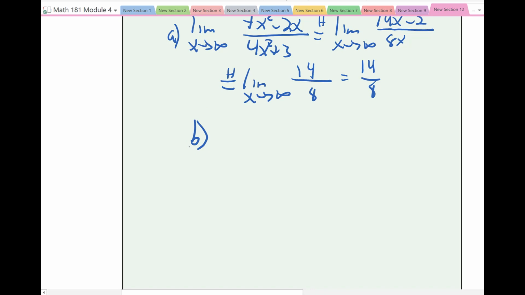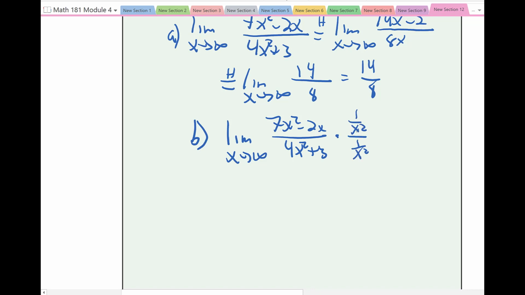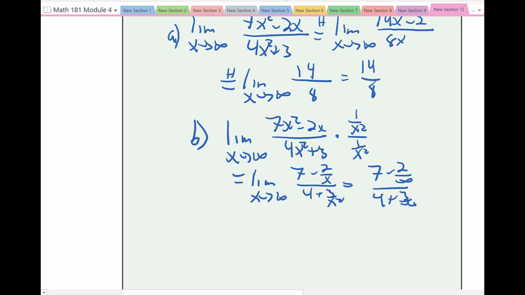If you did it without L'Hopital's rule, you do the limit as x goes to infinity of 7x squared minus 2x over 4x squared plus 3. We can multiply 1 over x squared over 1 over x squared. That's the x with the highest power. That gives us the limit as x approaches infinity of 7 minus 2 over x over 4 plus 3 over x squared. Now we apply that infinity. We'd have 7 minus 2 over infinity over 4 plus 3 over infinity. So that's going to be 7 over 4. By the way, this reduces to 7 over 4.